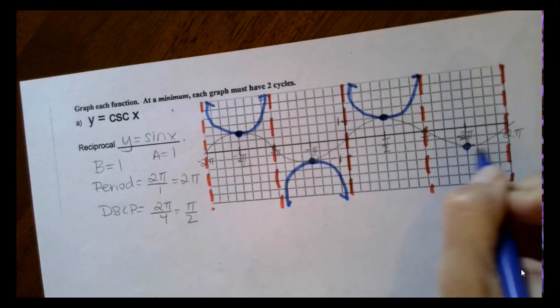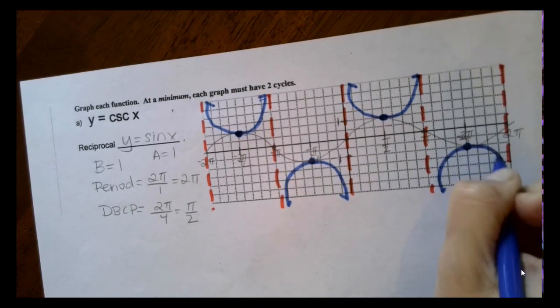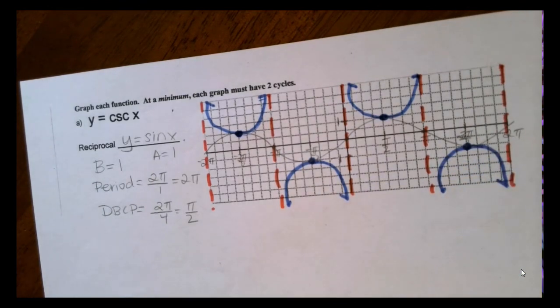So really the blue that I've just drawn, that is the graph of the cosecant, and the asymptotes and the sine part are just there to help you draw it. If you want to, you could always go back and erase your sine curve.